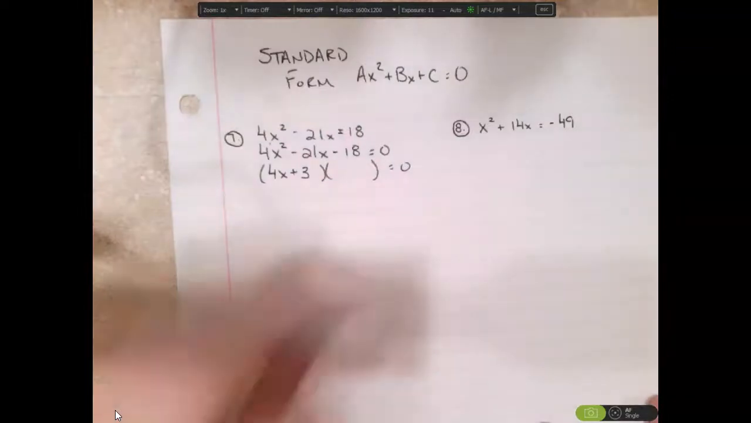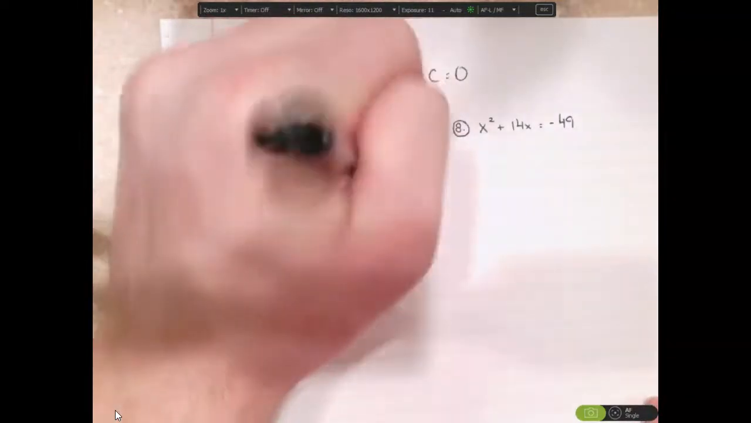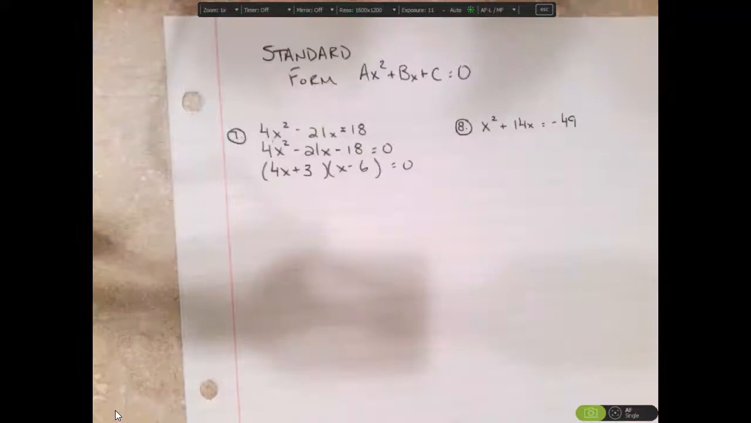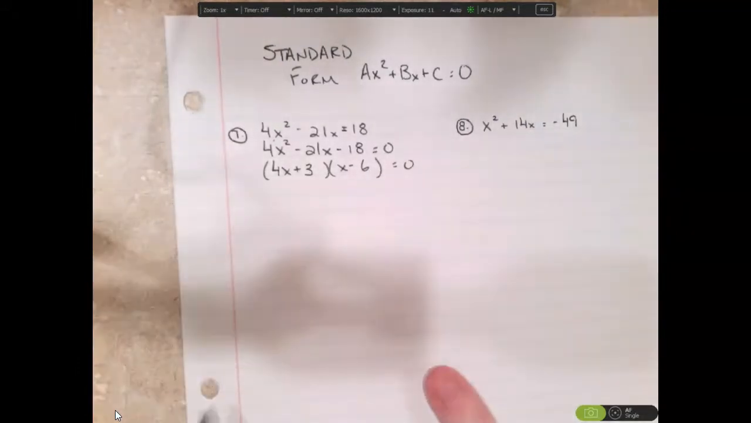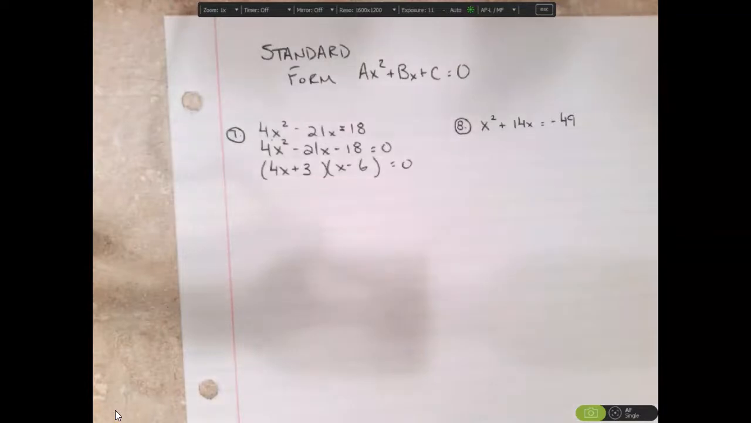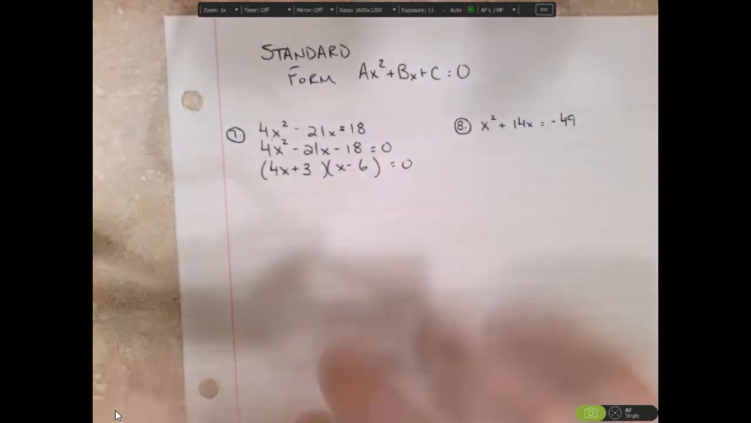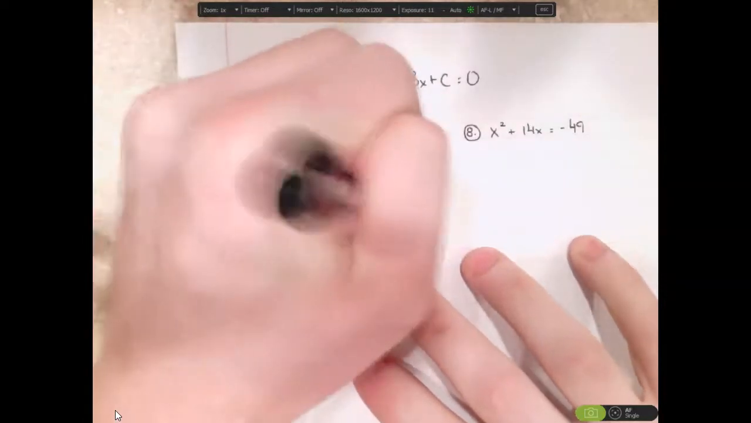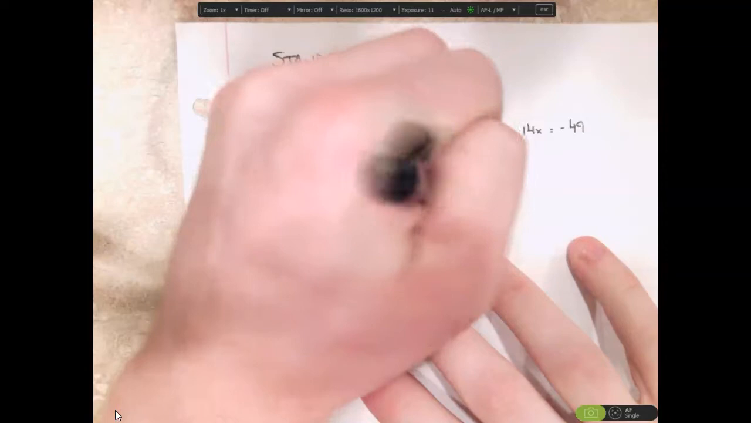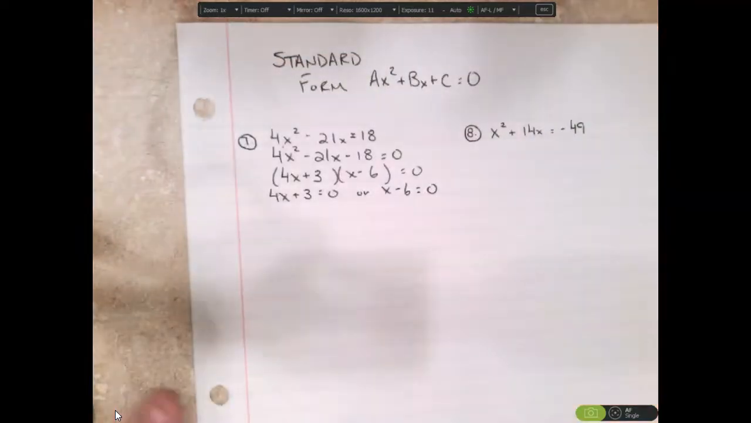Whenever I factor this down, I'm going to get the quantities 4x plus 3 and x minus 6. And again, you can do FOIL to check your work and make sure that you are doing this correctly. I have my A, I have my B. I want to then set these both equal to 0, just like we have been doing. 4x plus 3 equals 0, or x minus 6 equals 0.